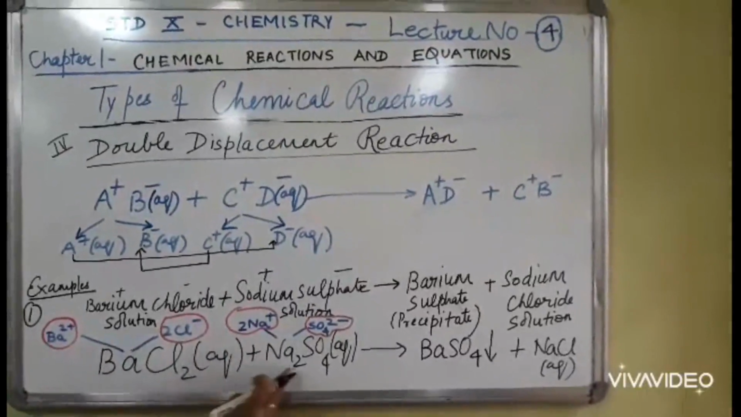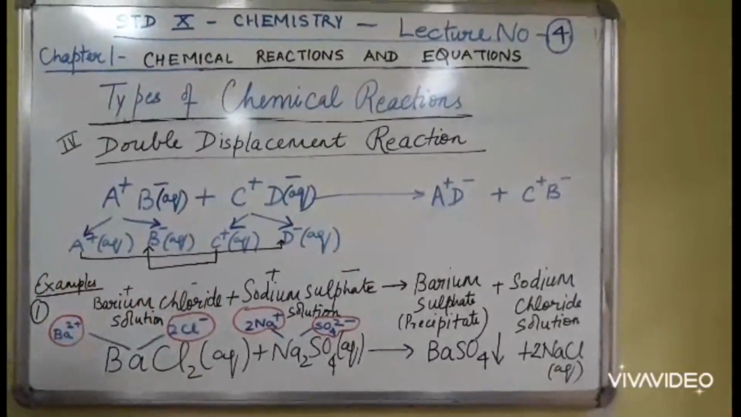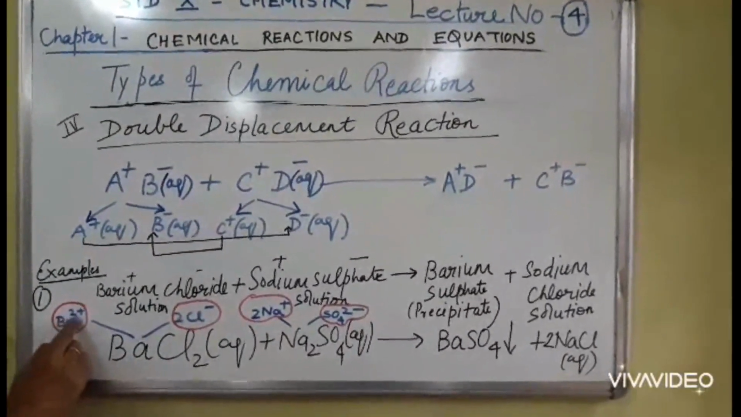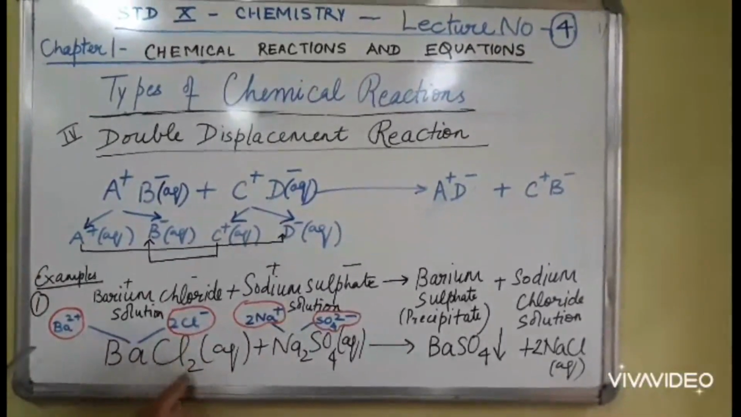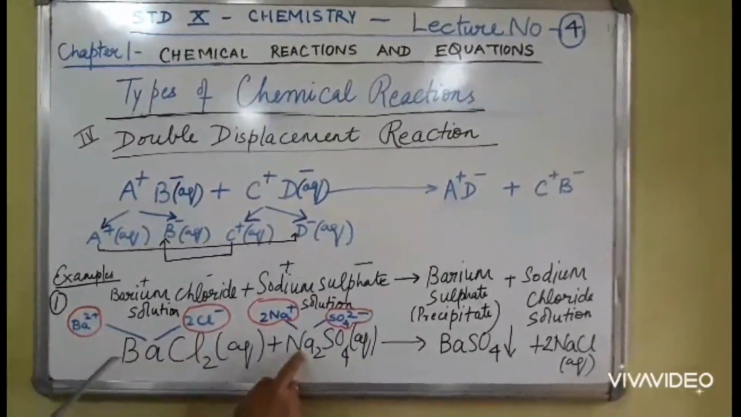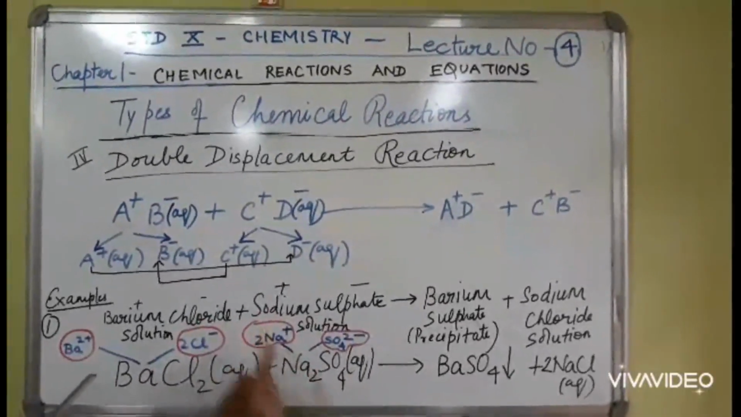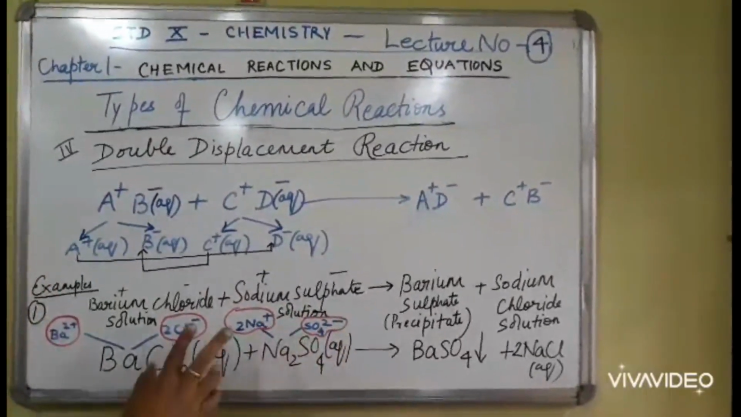For balancing, here 2, so we put 2 over here. So in this you can see barium. Barium has valency 2. We write it as Ba2 plus. Chlorine has valency 1. So Cl minus, but there are 2 Cl. So we put 2 here. Similarly Na2SO4, Na valency 1. So Na plus, since 2 Na plus. SO4 is a sulfate radical with valency 2.